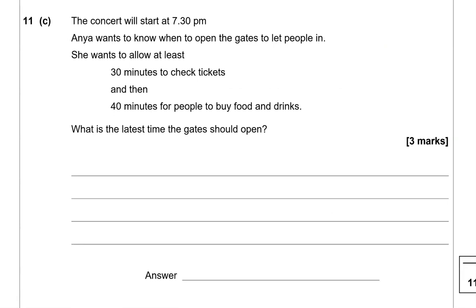The concert will start at 7:30 p.m. Anya wants to know when to open the gates to let people in. She wants to allow at least 30 minutes to check tickets and then 40 minutes for people to buy food and drinks. What is the latest time the gates should open?